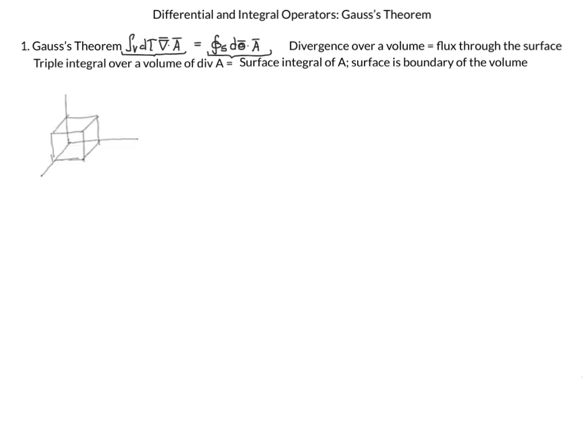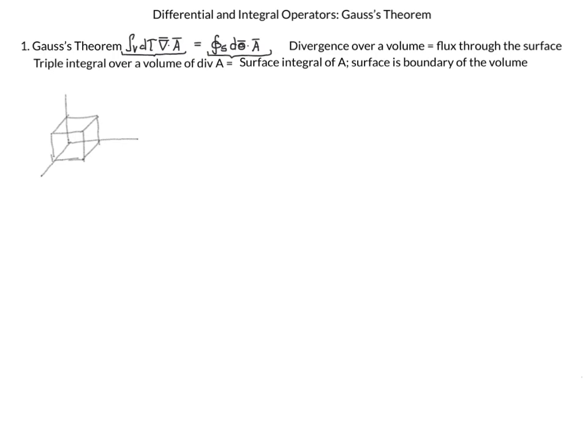We'll start with our definition of Gauss's theorem, which actually we kind of covered pretty well. The idea is that if you have a volume integral of the divergence of a vector field A, that will equal the surface integral of that vector field A, when the surface that we're integrating over is the boundary of the volume.